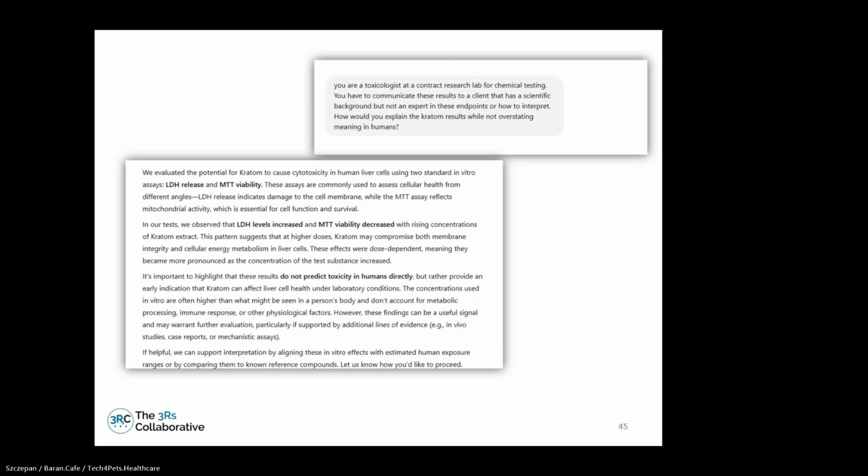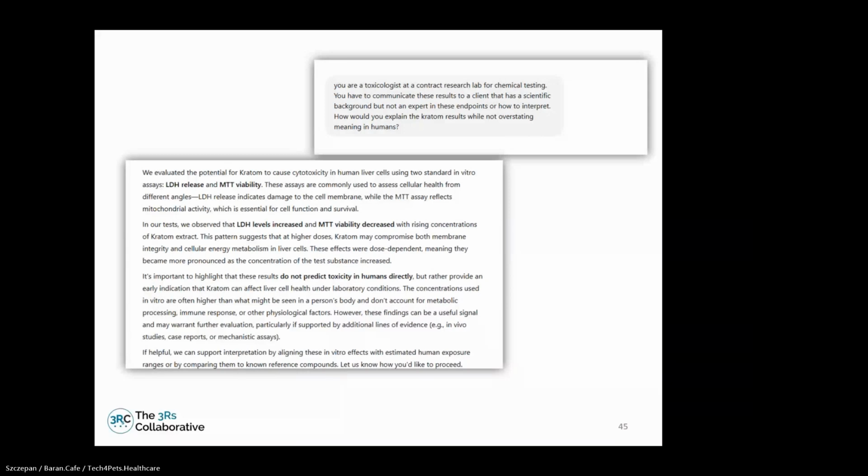So here I asked it to describe it. One thing, I was talking to one of our HESI board members a few months ago, and she said that she gives it a ton of detail. She'll say, I'm an ecotoxicologist at this company, and I'm analyzing this data for this. So again, it's that art of prompt engineering of how many details you give it. Sometimes, if you're vague in, vague out. So here I would say this is a medium to low level of detail, but saying you're a toxicologist at a contract research lab for chemical testing. You have to communicate these results to a client that has a scientific background, but is not an expert in that endpoint or how to interpret it.